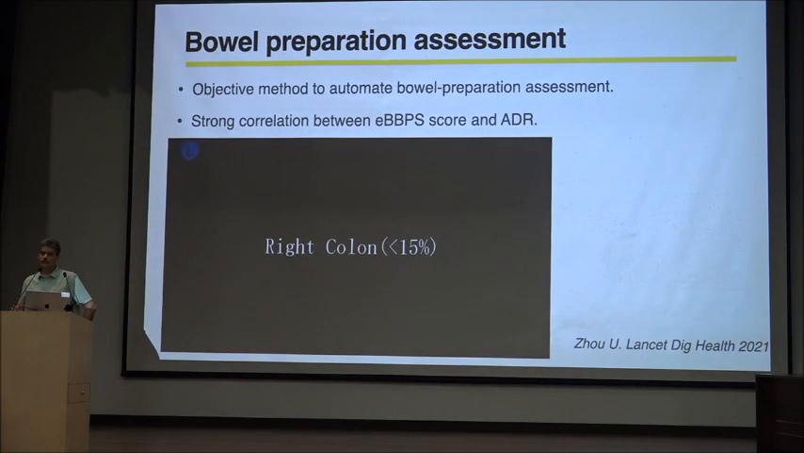For colonoscopy, all of you have seen that the bowel preparation is often the Achilles heel. You have a lot of stool. So we need objective methods to automate bowel preparation assessment, and there are many methods. We use BBPS in our department, that is Boston Bowel Preparation Score, and every colonoscopy report I insist you give a BBPS score. And now the AI can automate it.